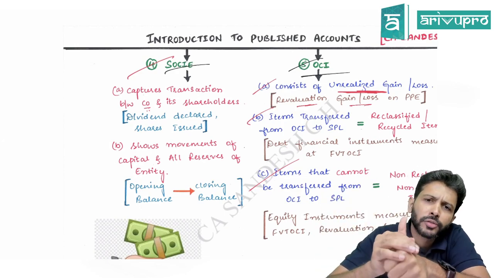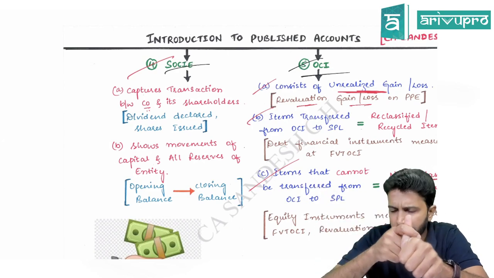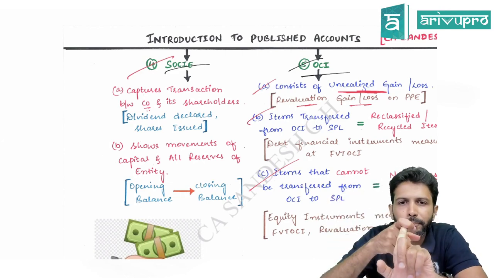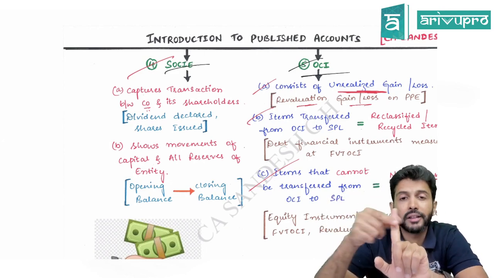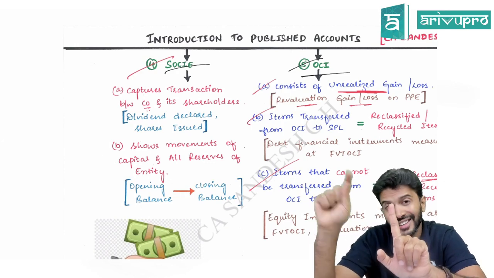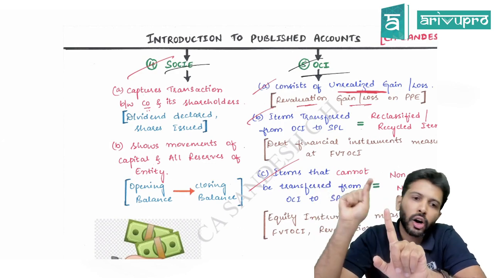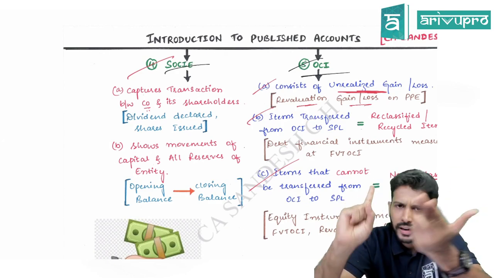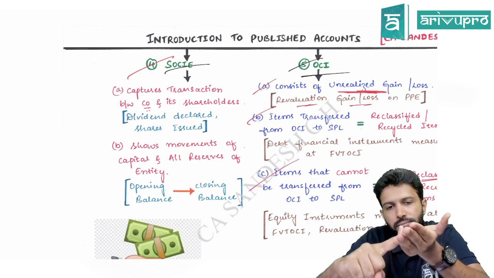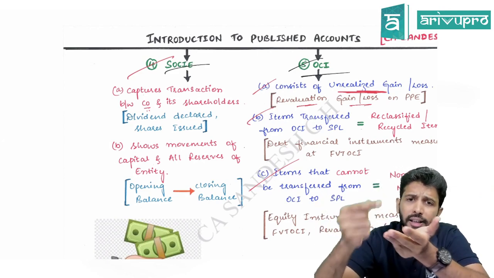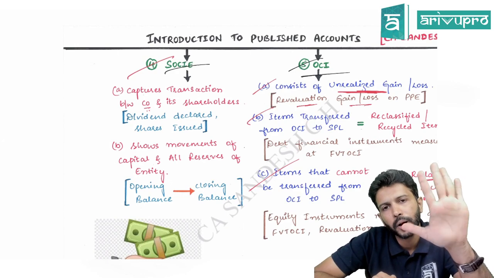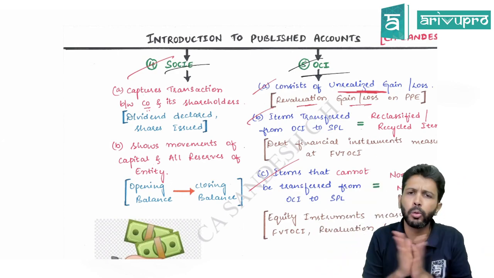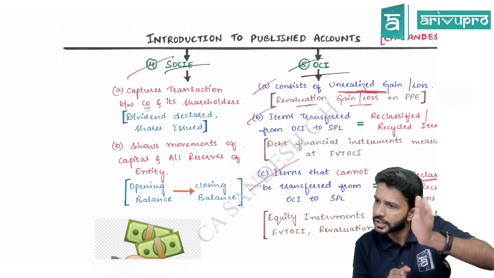What are the components of financial statements? Balance sheet, which we call the statement of financial position. And then we don't call it P&L, we call it the statement of profit or loss and other comprehensive income, which is OCI. Then statement of cash flows. Perfect. And then statement of changes in equity, SOCI. Then some notes to accounts and explanatory statements. All these put together, we refer to as financial statements.